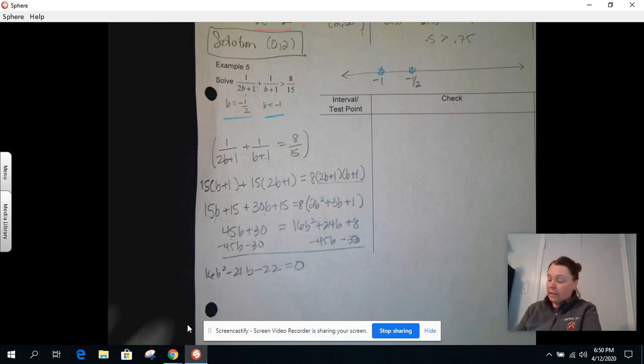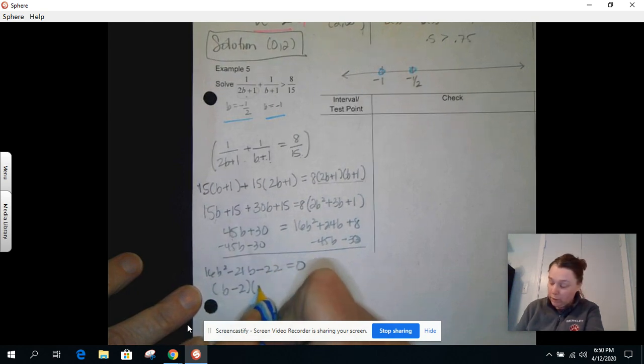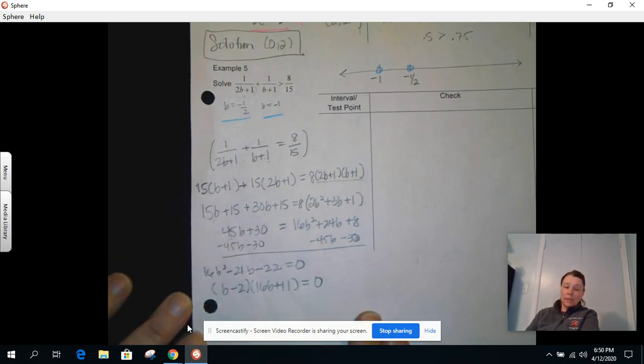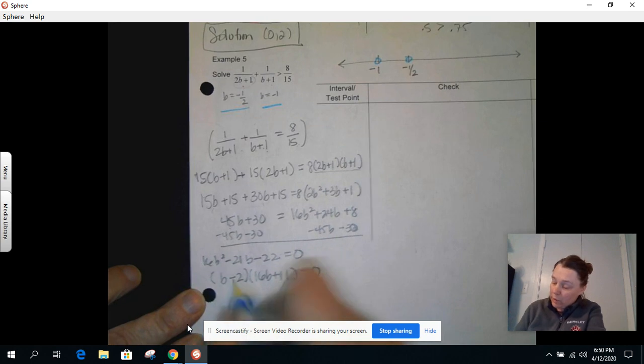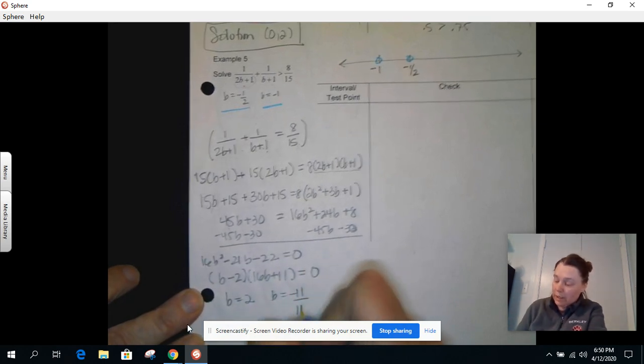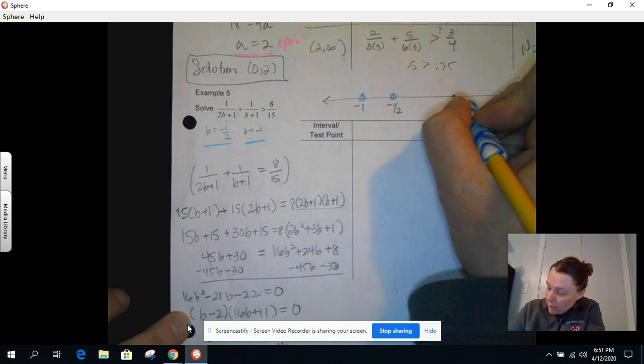All right, that does factor, believe it or not. Put it in your calculator if you don't believe it. I'm just copying my answer. Okay, so b minus 2 times 16b plus 11. And then when I set those equal to 0, I get b equals 2 and b equals negative 11 over 16. Oh, more fractions. Okay, so b equals 2, not so bad, down here somewhere-ish.